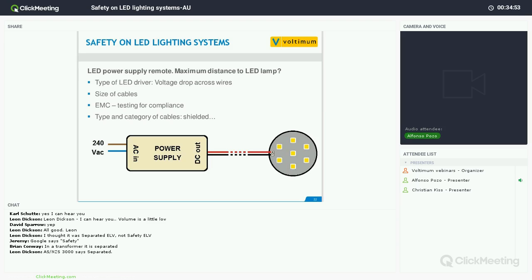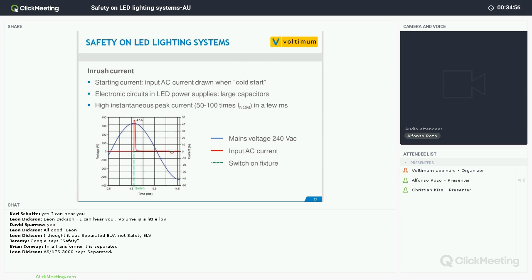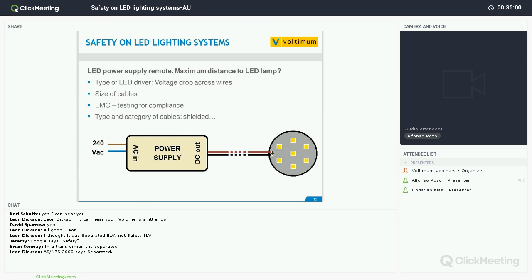So in itself, an LED driver or power supply is considered by Australian authorities a high-risk product, level 3, or a declared article in terms of electrical safety. So modifying an LED luminaire is only permitted by the original equipment manufacturer.